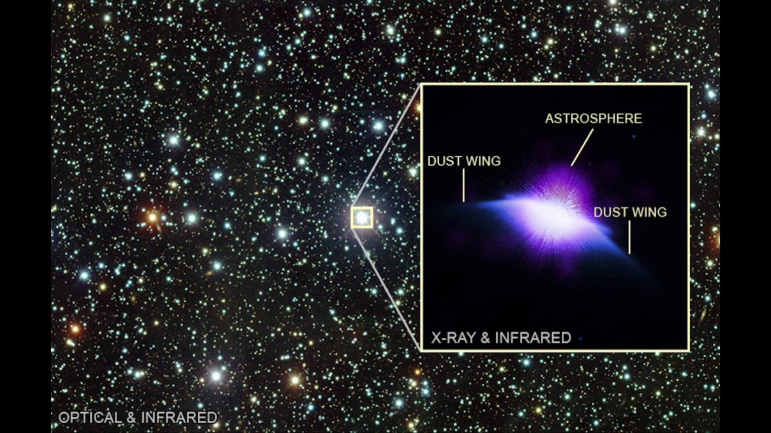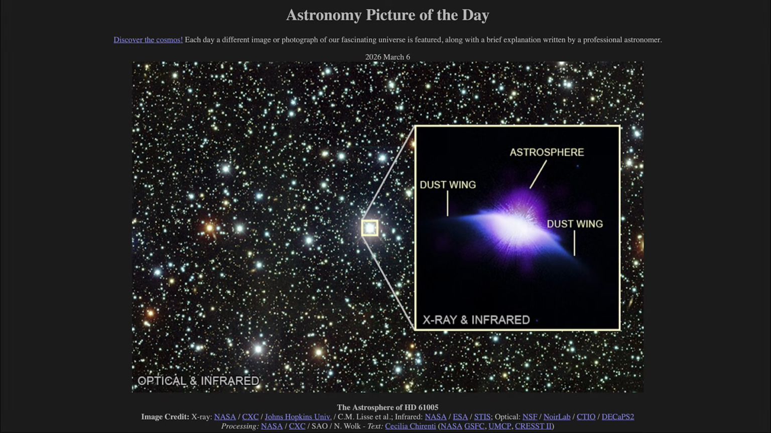So today we get a glimpse of what someone may have seen billions of years ago looking at our sun as it was forming. So that was our picture of the day, titled The Astrosphere of HD 61005.